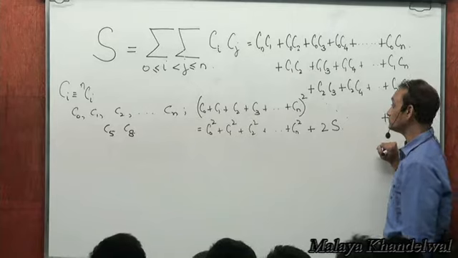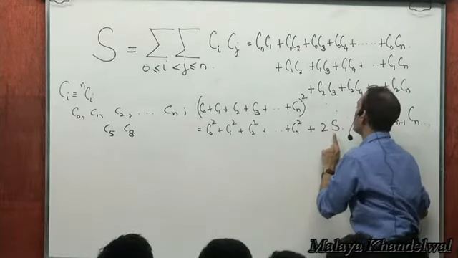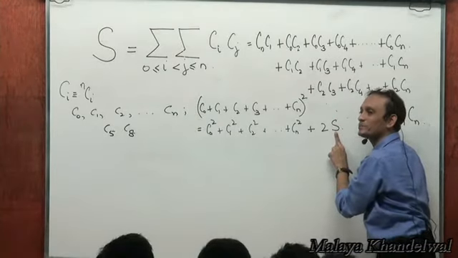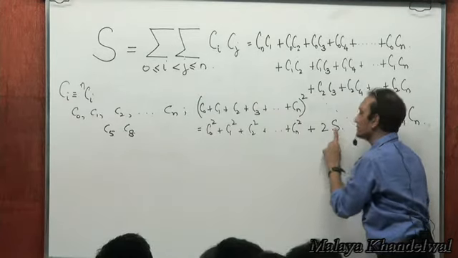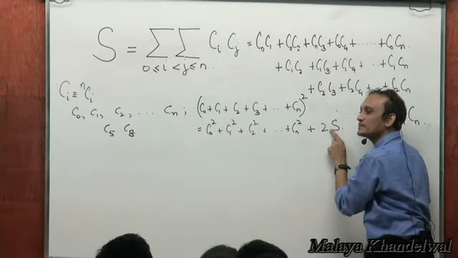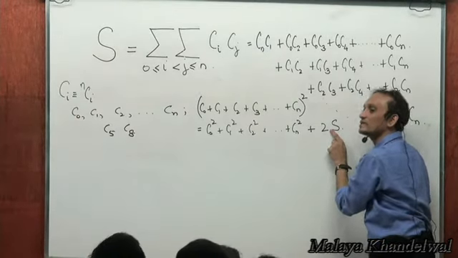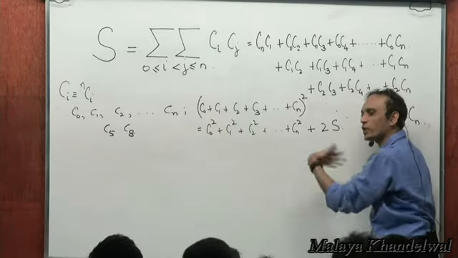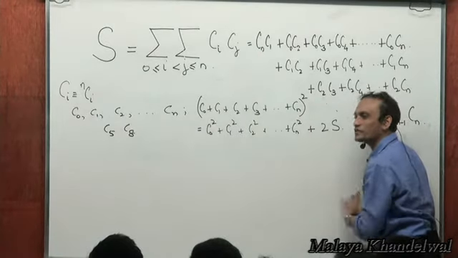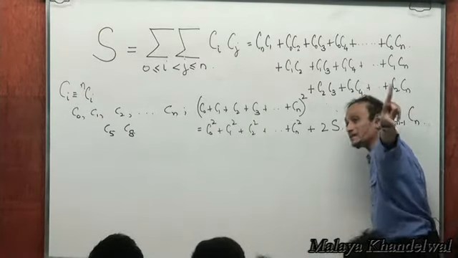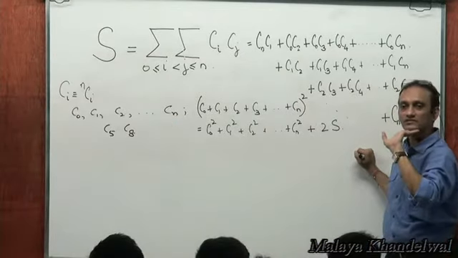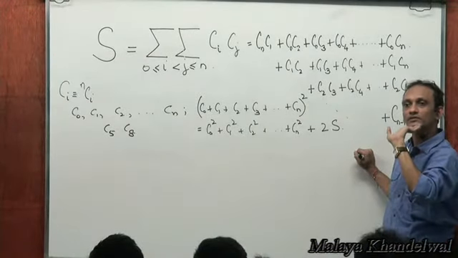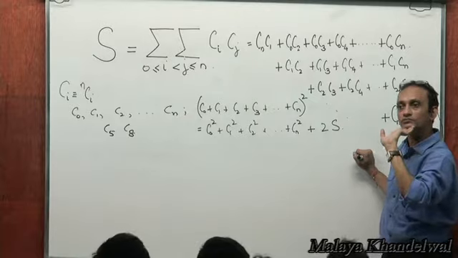Right? So if I expand this, then the S will appear here. The S will appear here, twice S. This S would be C0 C1 plus C1 C2 plus C2 C3 plus all such products will appear. All pairs will appear in this S exactly once, and every pair must appear. Every pair must appear. What do you say? Are you confused? No?